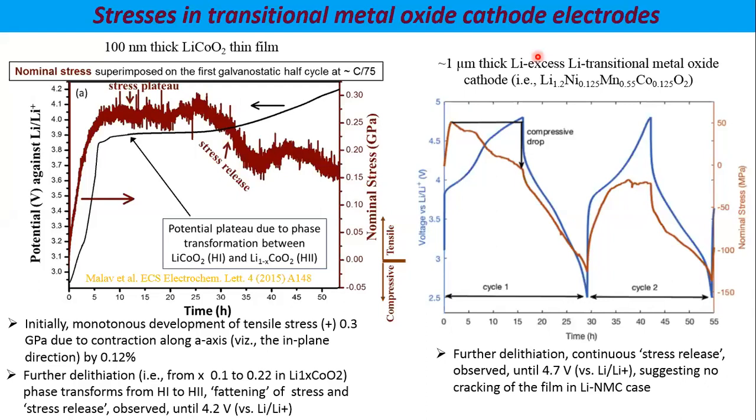But if you compare this scenario with the lithium NMC, where NMC stands for nickel manganese cobalt oxide films. In this case, what we found is that initially, with the release of lithium from these films, the stress gets built up in the tensile direction. But with the further removal of lithium from the film, instead of this stress plateau, continuous stress release was observed in the compressive direction also. So the stress release in the compressive direction in a continuous fashion indicates that there was no cracking in these lithium NMC films. So if one wants to design electrodes, these results are very helpful in terms of stress minimization.